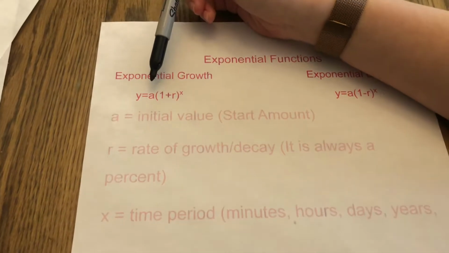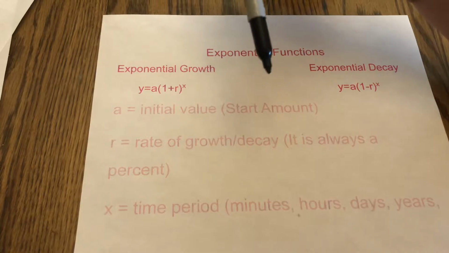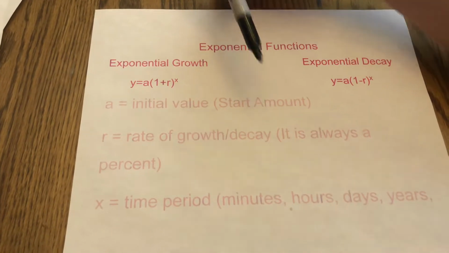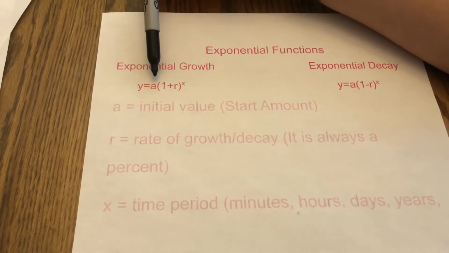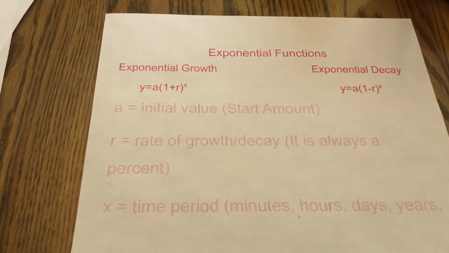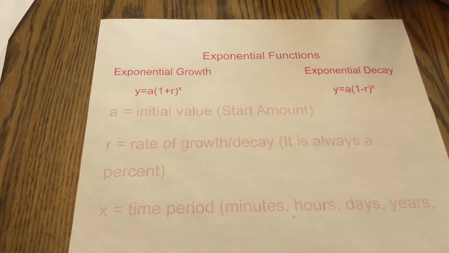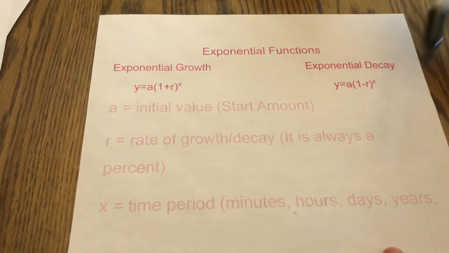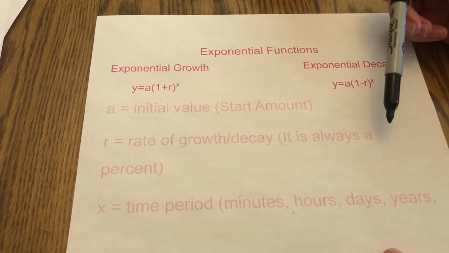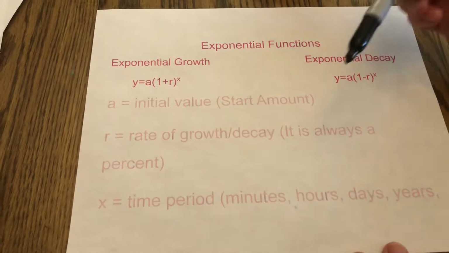So our a in this formula stands for our initial value. So whatever you start with, the starting amount, is what's going to get plugged in for a. Then our r, well, the r stands for the rate of growth or decay. Whichever type of problem you're dealing with, the rate is still always the same thing. One thing about your rate, as a hint, it is always going to be a percent. So whatever percent is given to you in the problem, that is what your rate is.